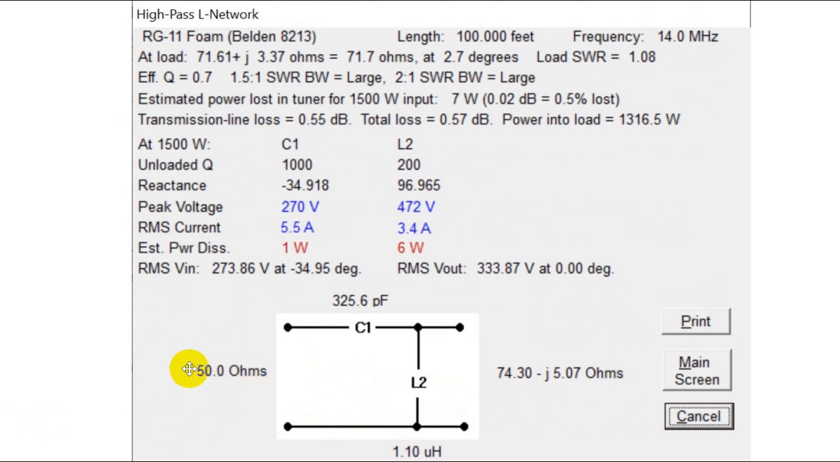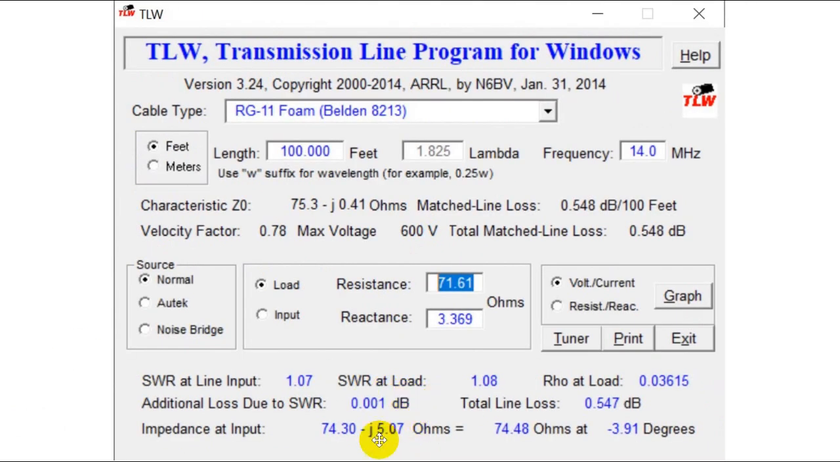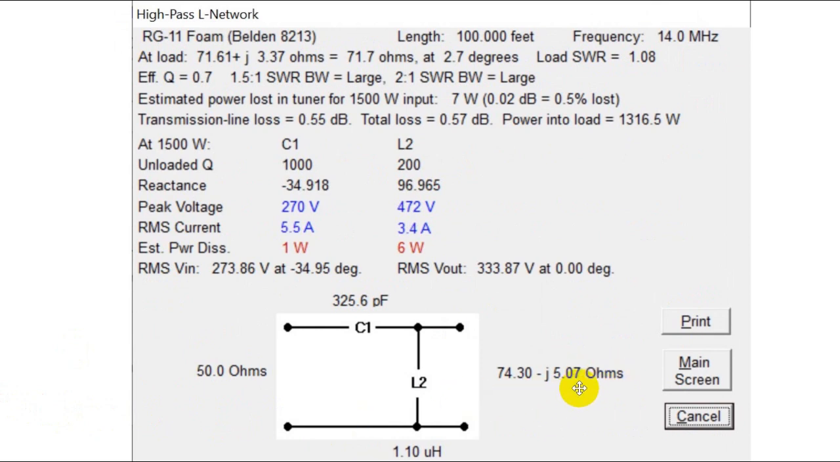There's 50 ohms looking in here, and the correct impedance looking in there, the impedance that we see right there shows up right over here. Now you'd have to find exactly these values. What would be easier is using the tuner built into your rig or a small external tuner.